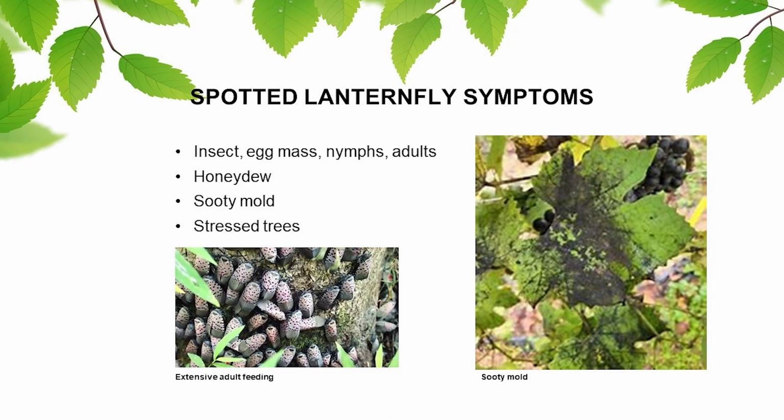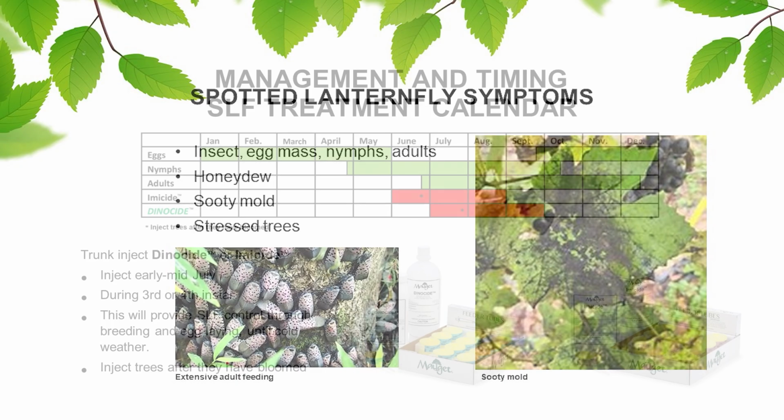Symptoms indicating the presence of spotted lanternfly include the insect itself. The spotted lanternfly can be seen as an egg mass, during the nymph stages, and as an adult. During the 4 nymph stages and as adults, they may be seen feeding on the host trees. High populations of nymphs and adults excrete honeydew, which will develop into sooty mold. Extensive feeding activity will also cause stress on the host tree.